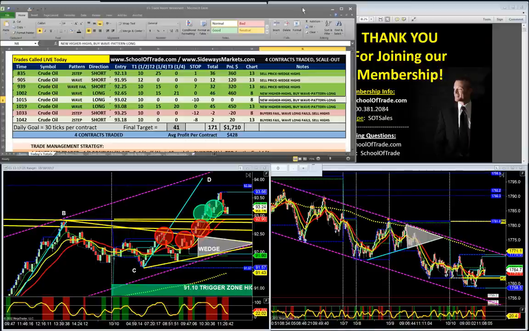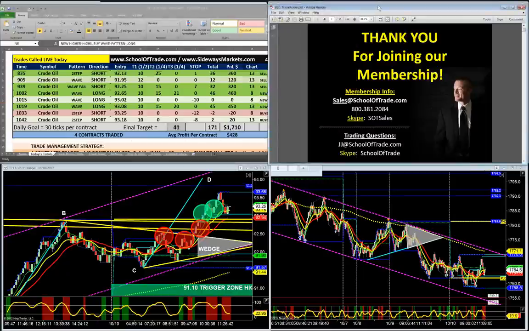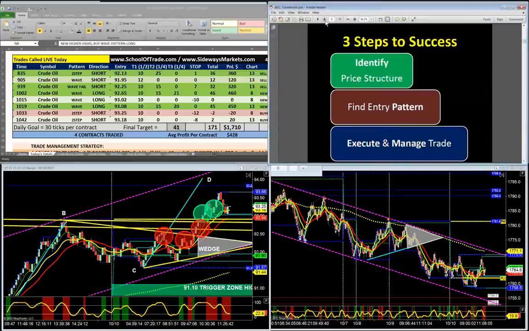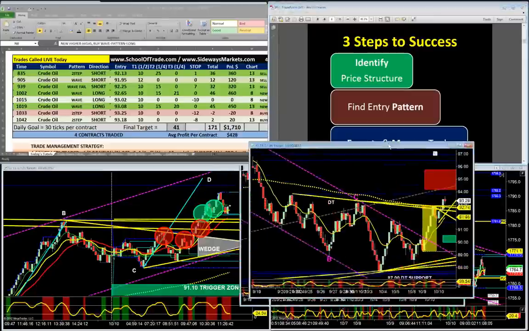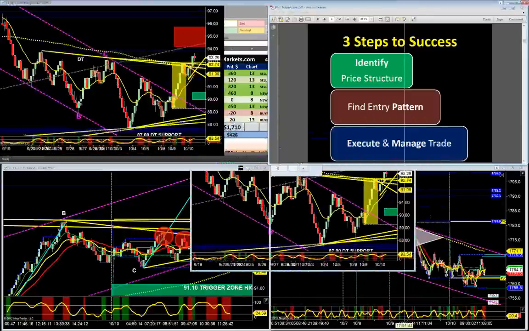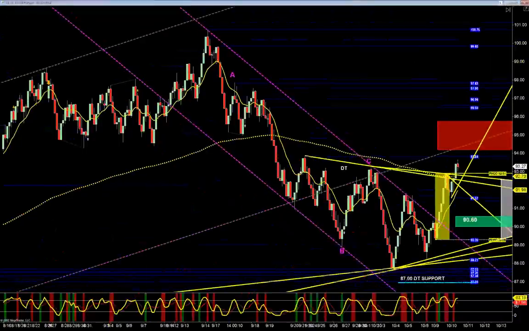And as always, our job this morning was to come in, use those 1, 2, 3: identify the price structure first, find the entry pattern second, and third, execute and manage that trade. We didn't waste any time this morning, guys, getting into it on crude. We quickly identified this morning on crude oil. Let's open up our anchor chart on crude at 89 range.